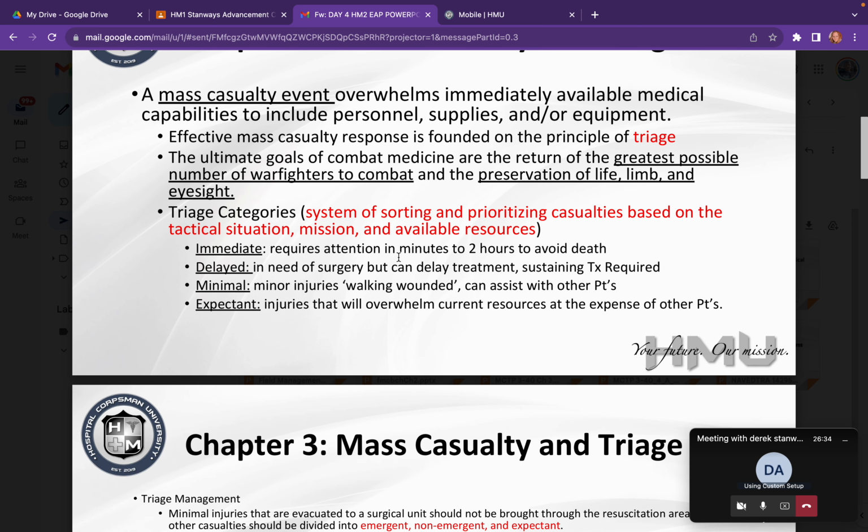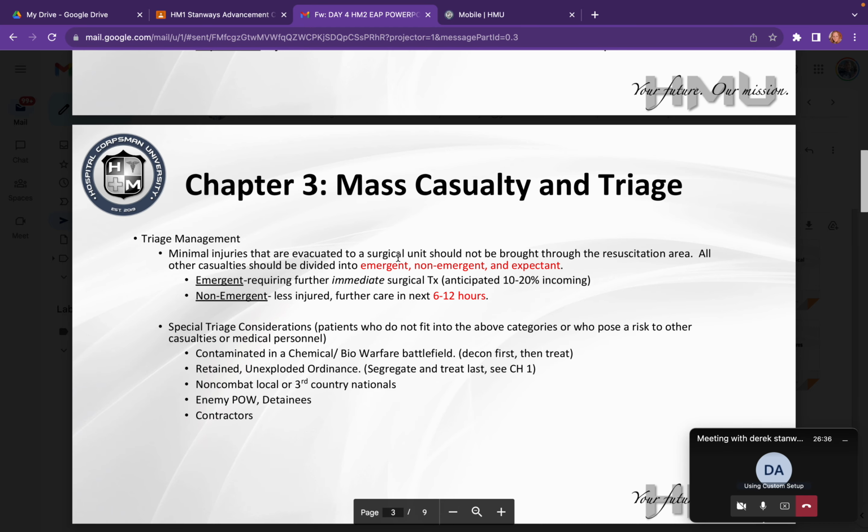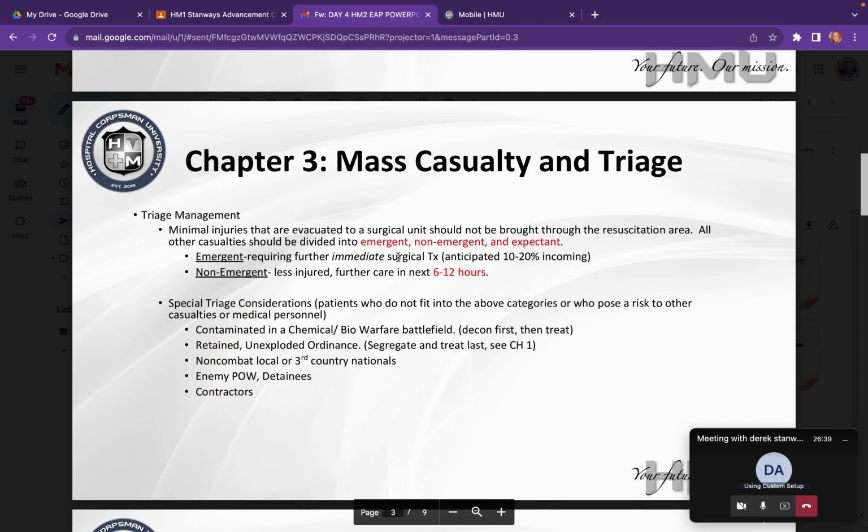Slide, please, good sir. So triage: minimal injuries that are evacuated to a surgical unit should not be brought through the resuscitation area. So all of the casualties should be divided into emergent, non-emergent, and expectant. So again, when you're setting up your CCP or casualty collection point, you want to make sure that the flow of traffic is such that you're expecting to go one way, so obviously those people who are still able to see those patients that aren't freaking out, screaming, their fellow shipmates, friends, soldiers, sailors, etc., injured, versus those who are going to need surgery and so on and so forth.